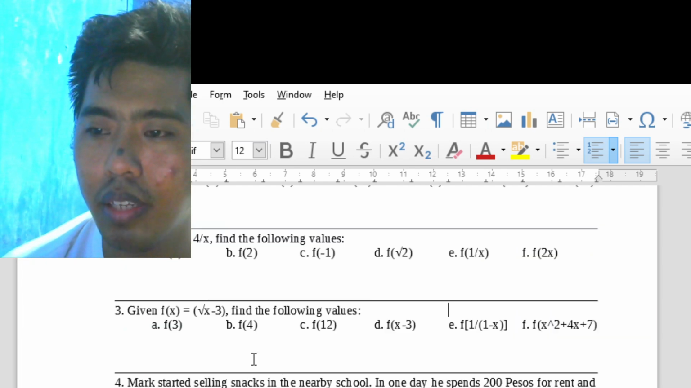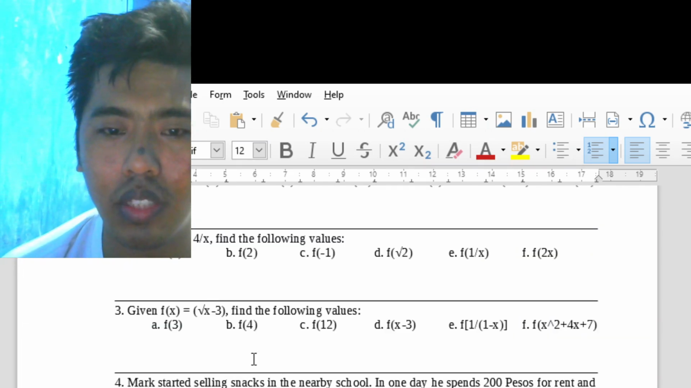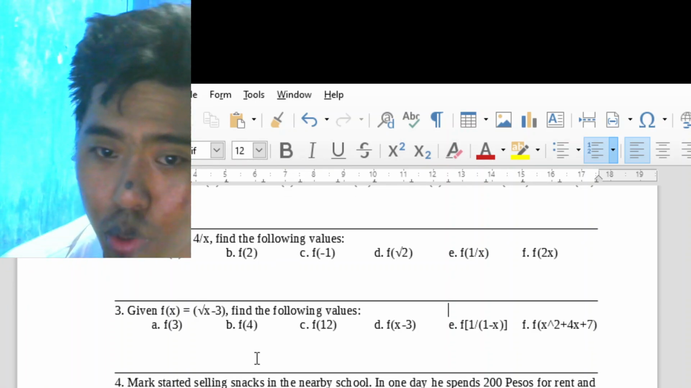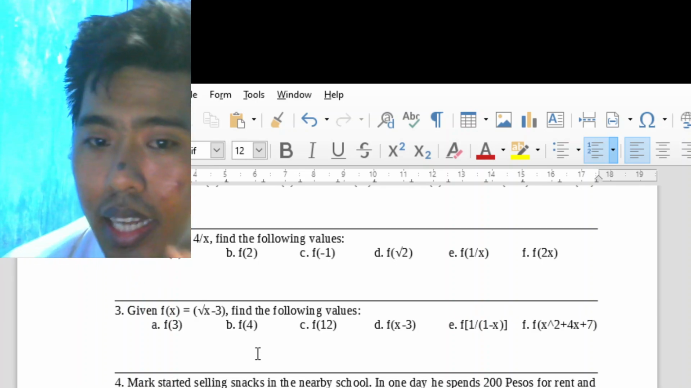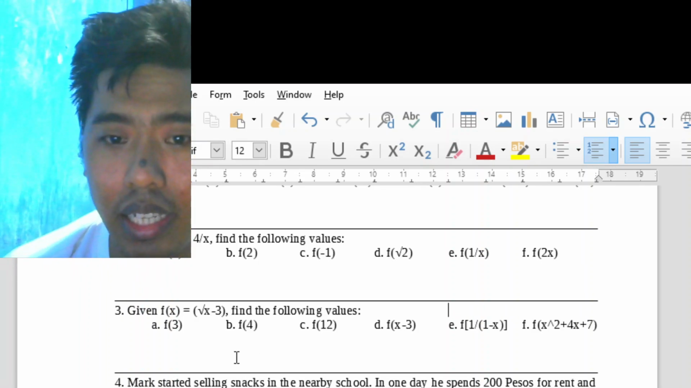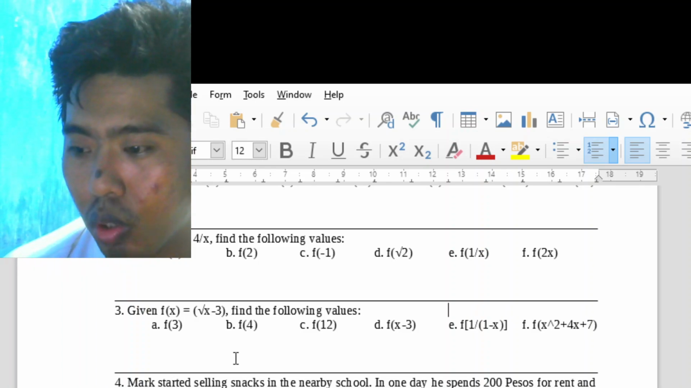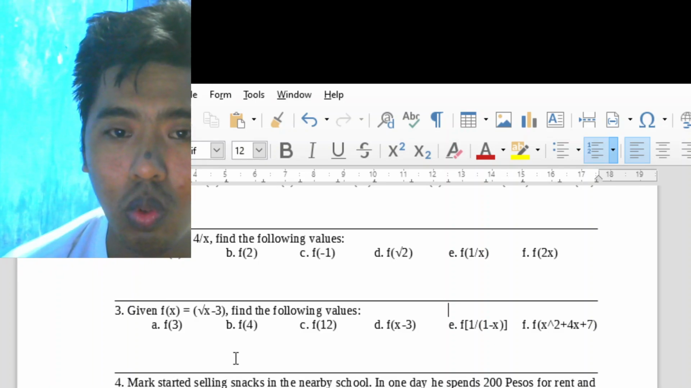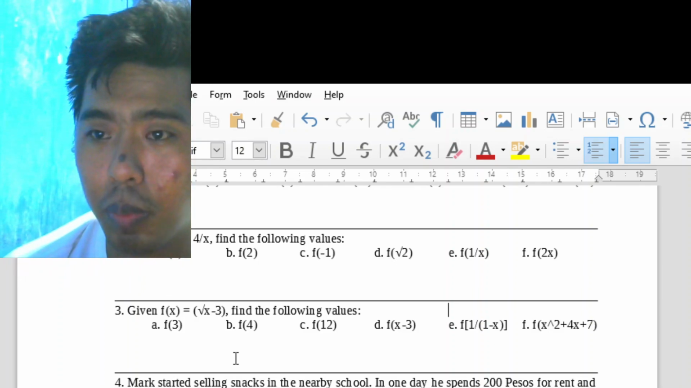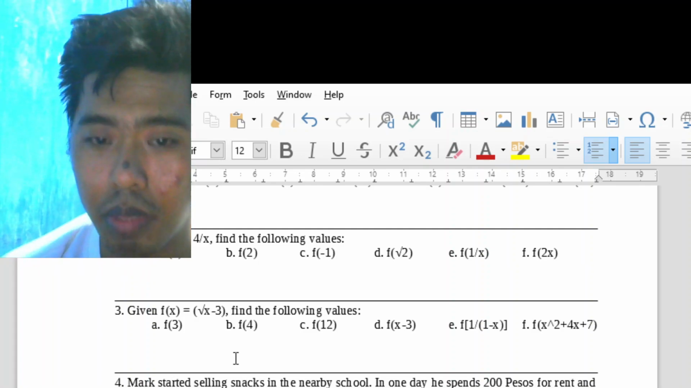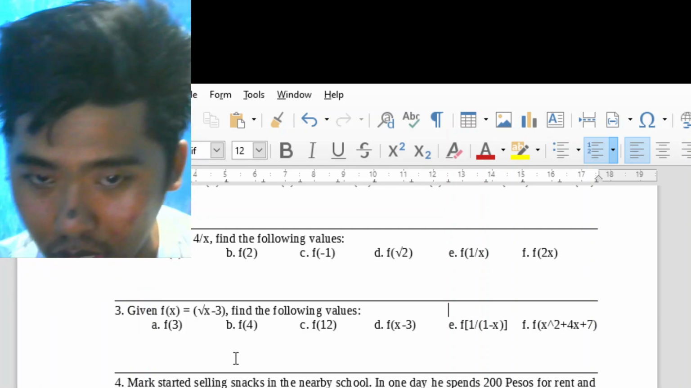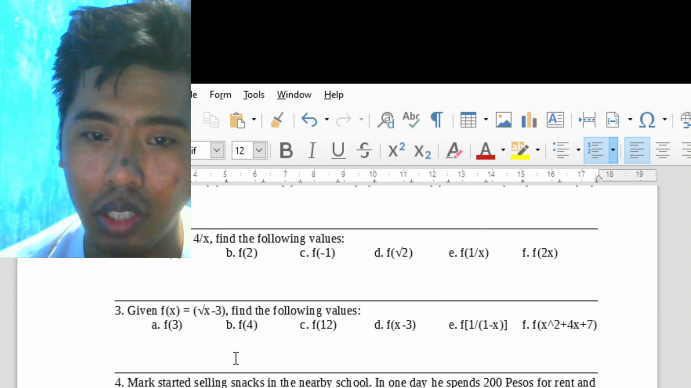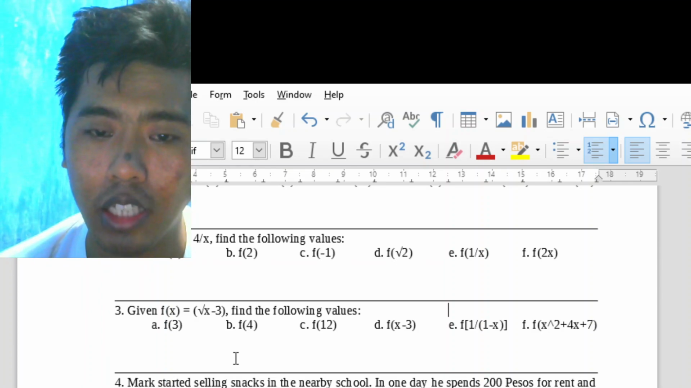Now for number 3, given f of x is equal to square root of x minus 3. Ingani nako ang porma, gibutangan nako og box, meaning tanan sila ang gi-square root. Wala ko nagamit og Microsoft Word, ang akong gigamit kay LibreOffice. So meaning f of x is equal to the square root of x minus 3.